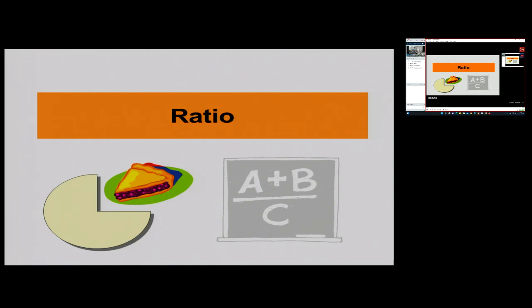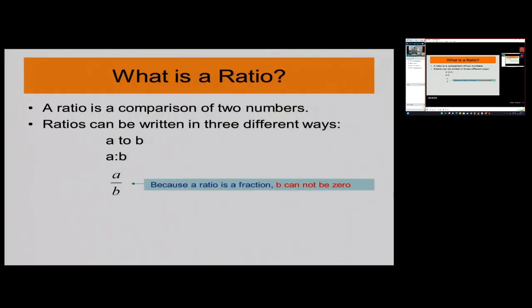Now, what is a ratio? When we talk about a ratio, it is a comparison of two numbers. Meaning, you are comparing two numbers like A and B. And there are three ways to write a ratio. Again, there are three ways to write a ratio. It's A to B, using the word to.